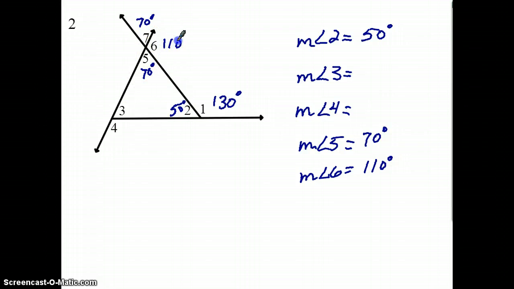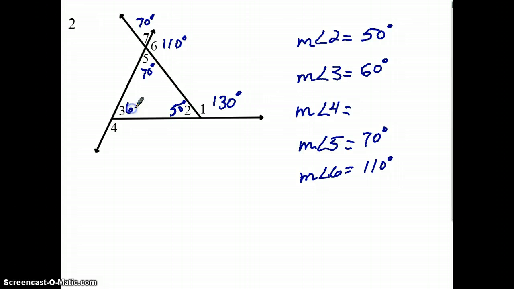Okay, well, let's use our theorem about exterior angles. So we have an exterior angle of 130 degrees, so that means it has to be equal to the sum of the two remote interior angles. So angle 1 has to equal the sum of angle 5 and angle 3. So 70 degrees plus some unknown angle 3 has to equal 130. Well, that means that unknown angle 3 has to be 60 degrees.